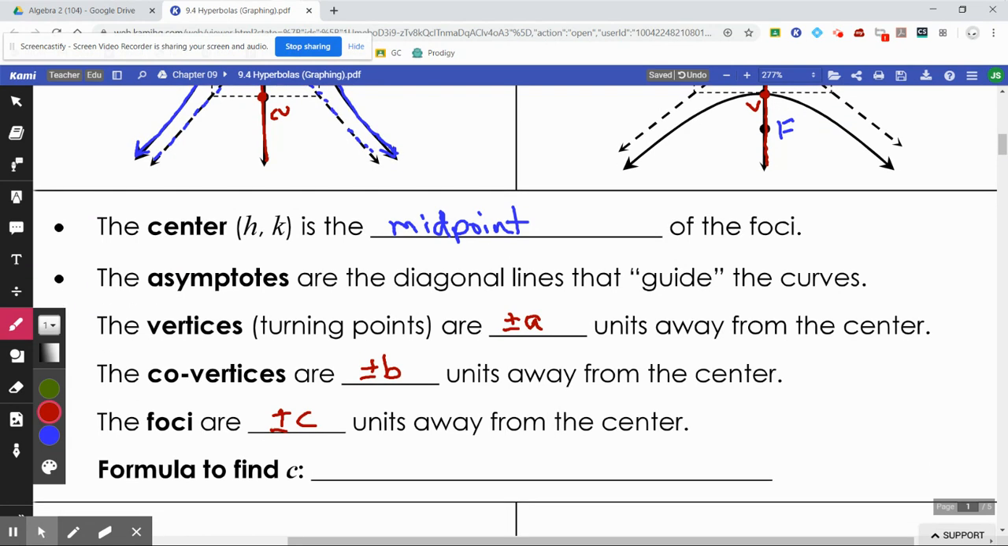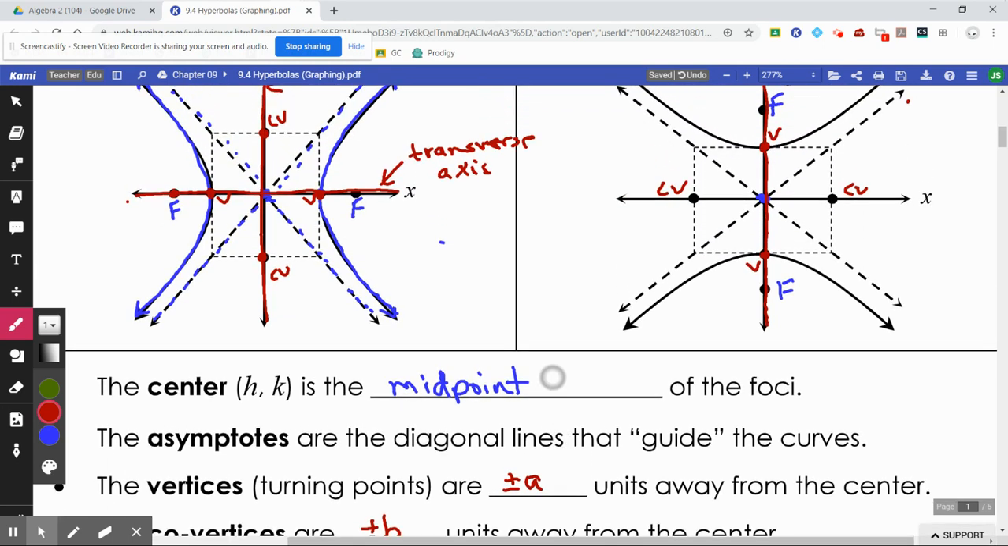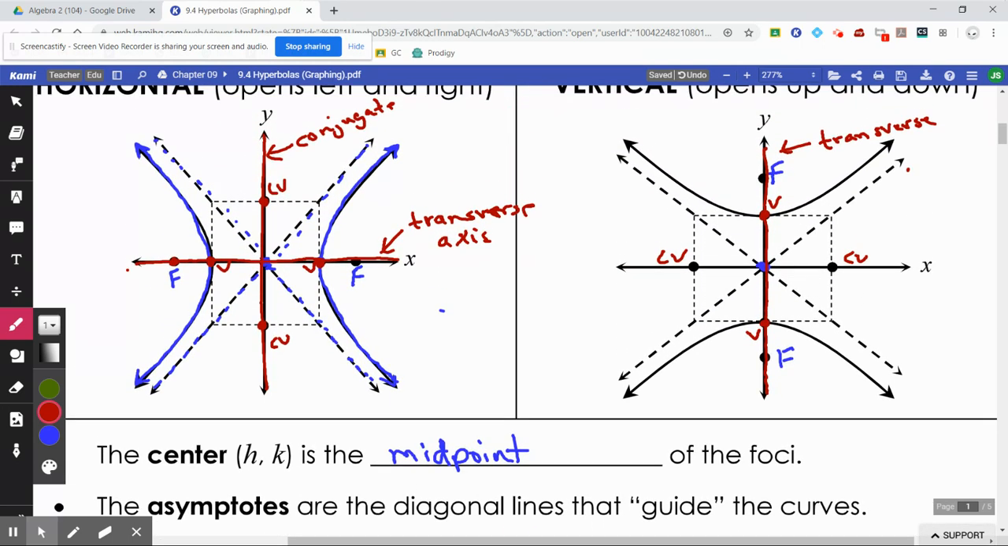And the formula for the c would be actually very similar to what we did before, but instead of with an ellipse, where it was c squared equals a squared minus b squared, here you have c squared equals a squared plus b squared, which is actually the Pythagorean theorem. And again, there's reasons for that. Now let's go back and talk about these asymptote lines.